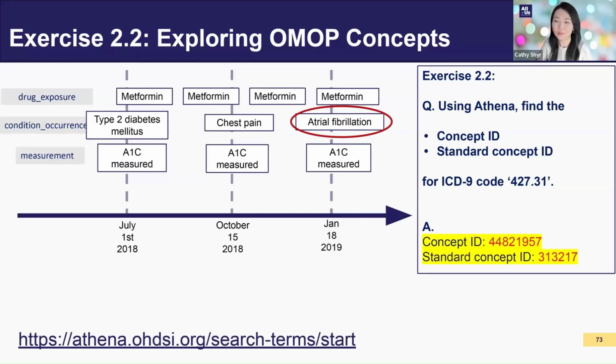Yes. I would personally recommend looking up the standard concept ID to perform your cohort queries on the Researcher Workbench. There is also an option to use, let's say, the source concept ID. So in this case, the source concept ID would be 44821957. You can also look up conditions using this concept ID, or you can also use the original source code, for example, the ICD-9 code as well.